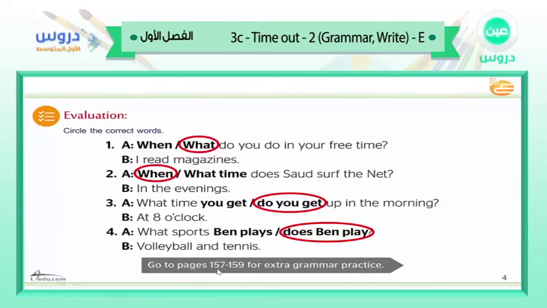Go to pages 157 to 159 for extra grammar practice. If you want to practice more, if you want more exercise, go to these pages, from 157 to 159.